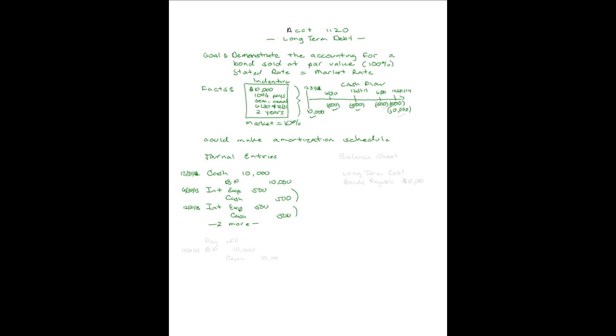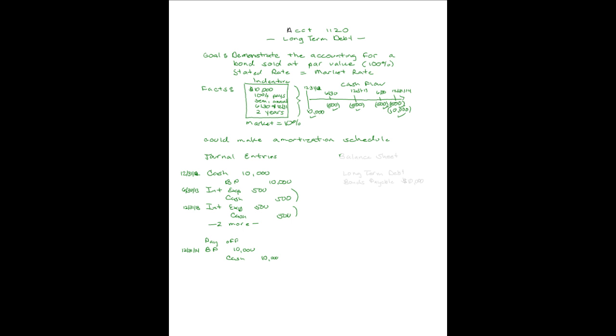One on 6/30/2014 and one on 12/31/2014. And then the last entry, you would pay it off. So on 12/31/14, you would debit bonds payable 10,000 and credit cash 10,000. I skipped those 2 payments because they're the same, and I went right for the last payment where we paid the bond off.